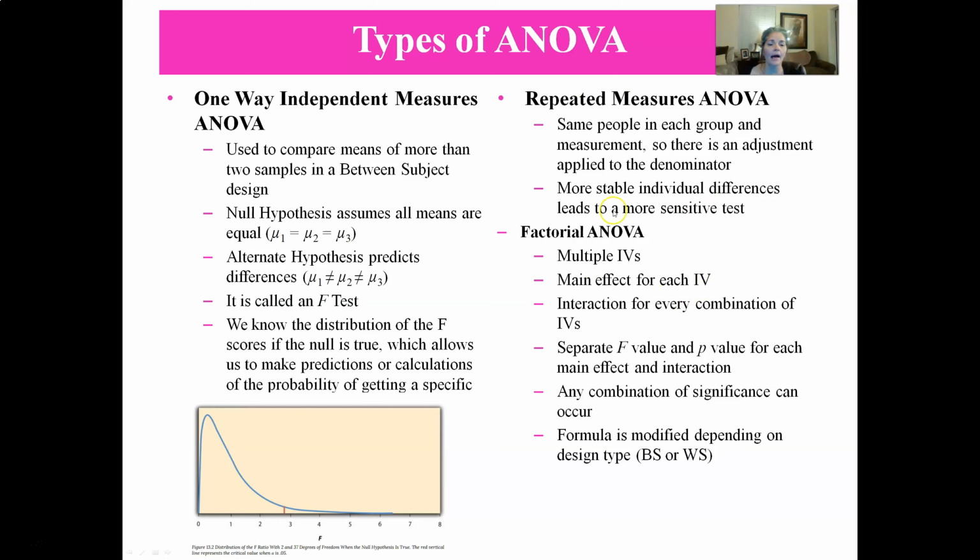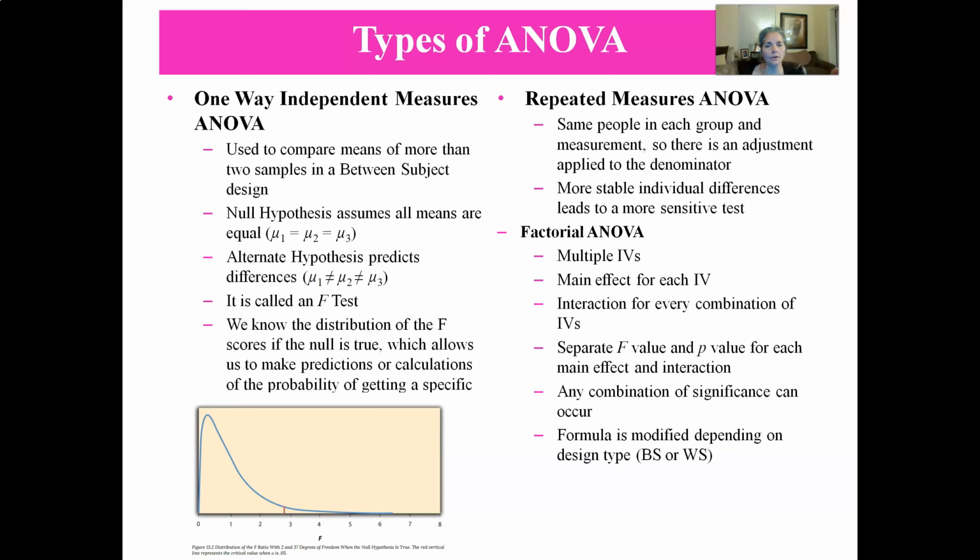A factorial ANOVA is when you have multiple IVs. So a one-way is when you only have one IV. A factorial is when you have more than one IV. We also have a one-way and a two-way when you only have 2 IVs. We're going to actually do a two-way ANOVA at some point. And each IV in a factorial design has a significance test, a significance statement. We call that a main effect. So if you have 2 factors or 2 IVs, factor A and factor B, IV A, IV B, factor is just another word for IV, you have a main effect for A, a main effect for B, and an interaction between A and B.